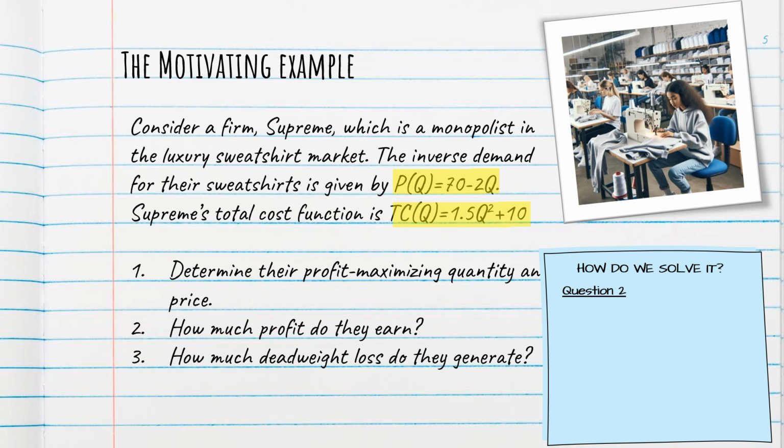To answer question 2, which asks us how much profit they earn, we're just going to substitute our profit maximizing price and quantity into the profit function, where the profit function has the standard form, price times quantity, which is total revenue, minus total cost. To answer that final question, how much deadweight loss do they generate, we're going to use an appropriate sketch and identify the area that needs to be computed. And we'll talk about this sketch when we get to it in a few minutes.